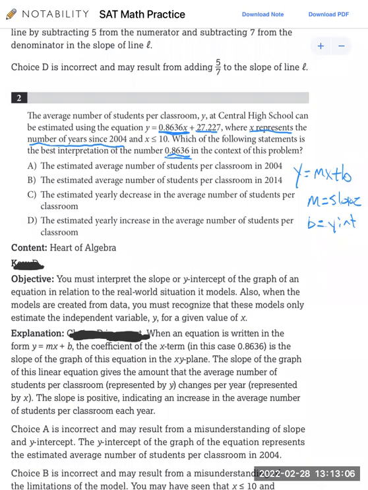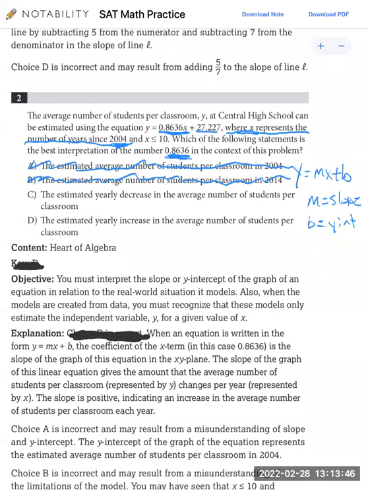A says it's the estimated average number of students per classroom in 2004. So if we look in the problem, it says where X represents the number of years since 2004. So we know that this is not that. The estimated average number of students per classroom in 2014, well, that would be X just 10 years later from 2004. So we know it can't be that.